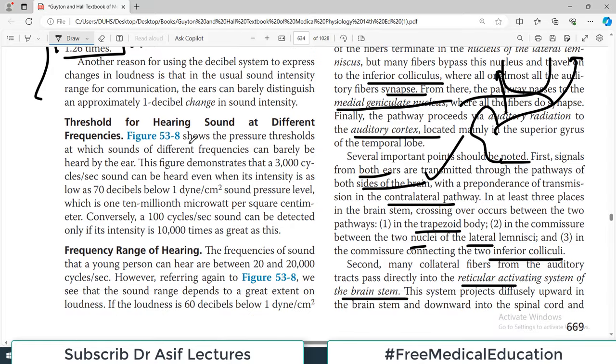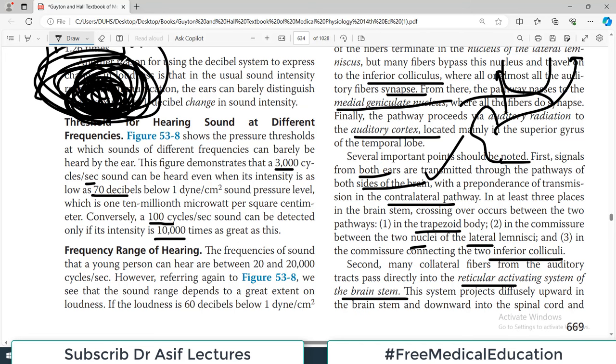Threshold for hearing sound at different frequencies. The figure demonstrates that a 3000 cycles per second sound can be heard even when its intensity is as low as 70 decibel at this particular pressure. Conversely, a 100 cycle per second sound can be detected only if the intensity is 10 times higher. So basically, what you can actually hear depends on a couple of things. Number one, what is the hertz value? You know, what is the cycle? What is the frequency? If the frequency is high, you need low decibel power to hear this. If the frequency is low, you need high power to hear this. That's a simple concept. I mean, forget about the numbers. They're not going to test you in the exam about these numbers, but the concept, okay?